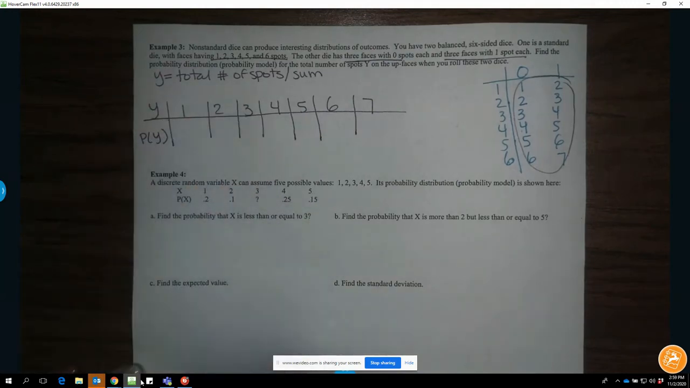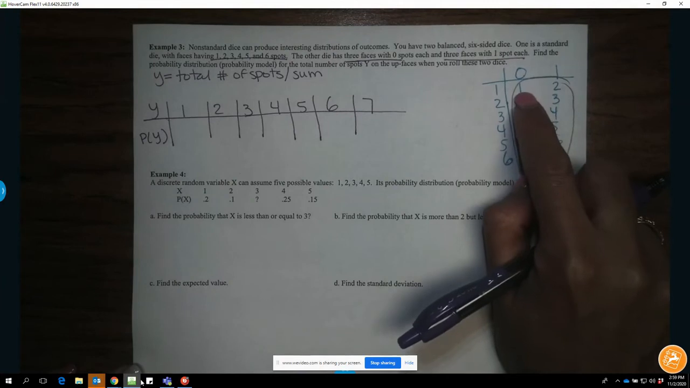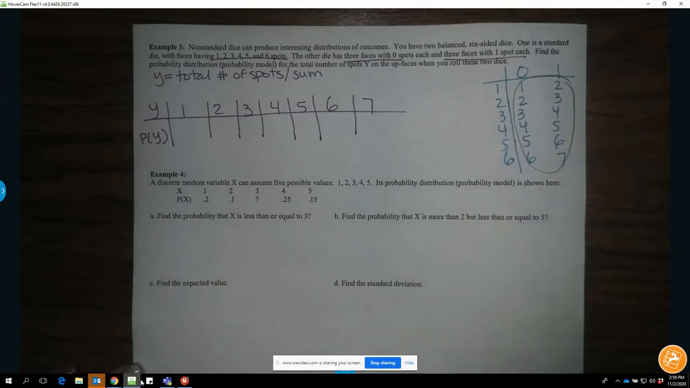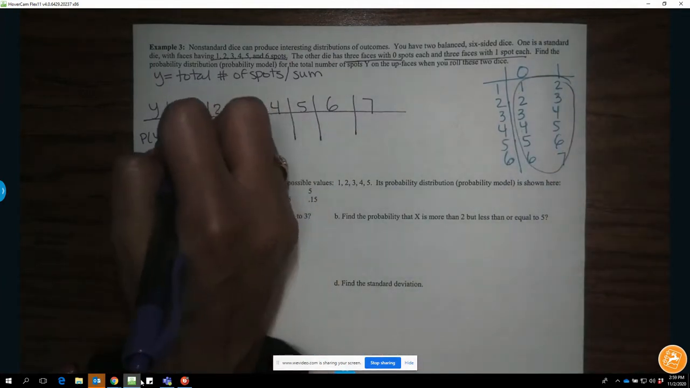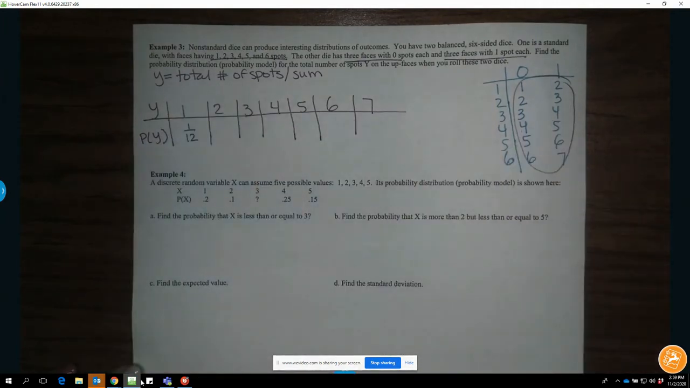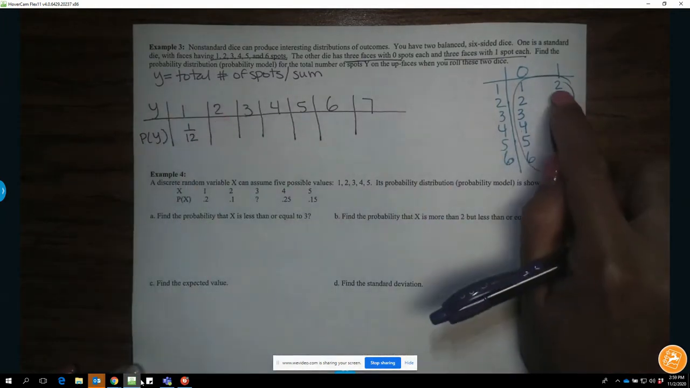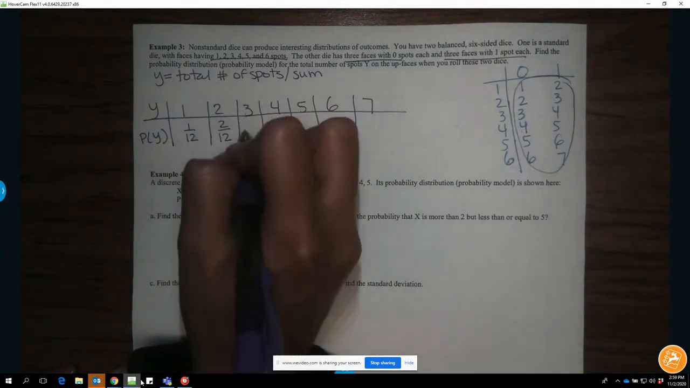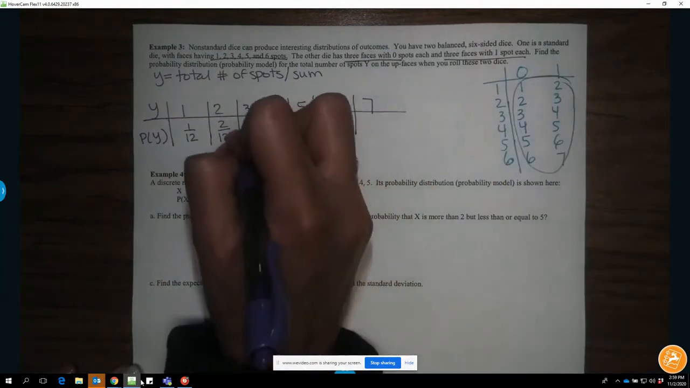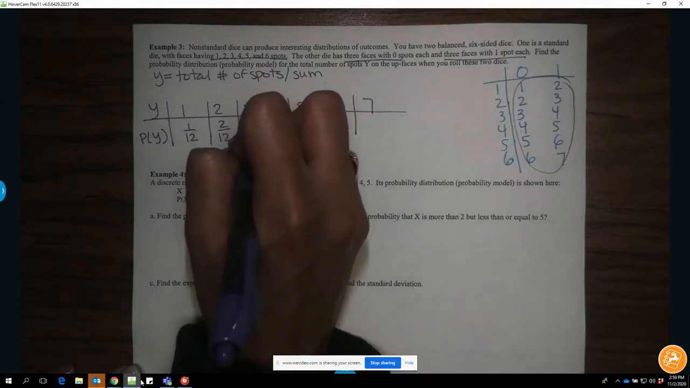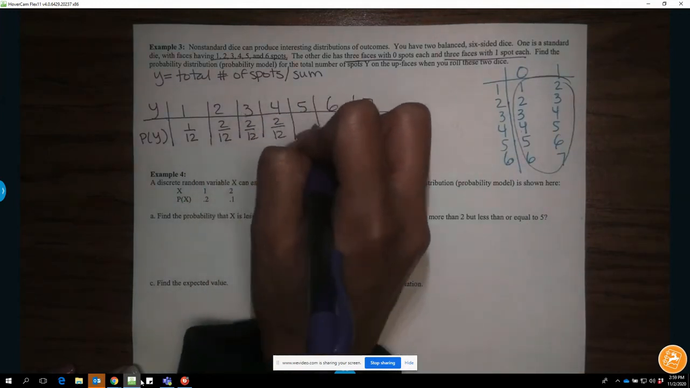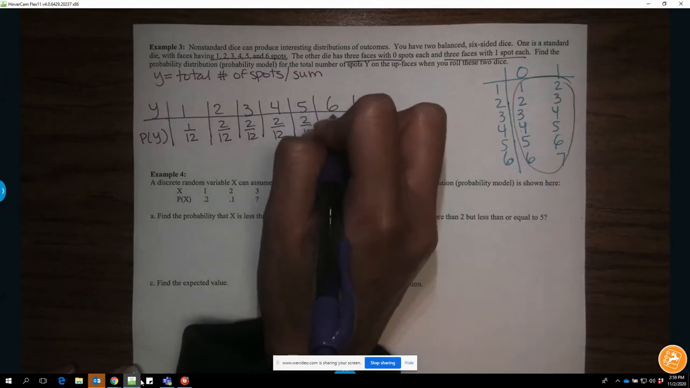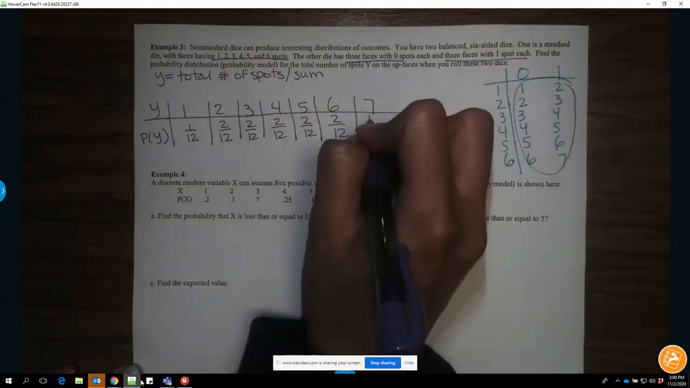So the probability of having a sum of 1, if you notice, is only 1 out of the 12 possible outcomes. So you put 1 out of 12. Rolling a sum of 2, there's 2 out of the 12 outcomes. Rolling a sum of 3, just keep looking at that. So 2 out of 12. 4 is also 2 out of 12. 5 is also 2 out of 12. 6 is also 2 out of 12. And 7 is only 1 out of 12.